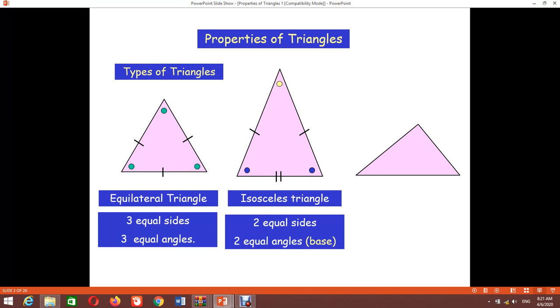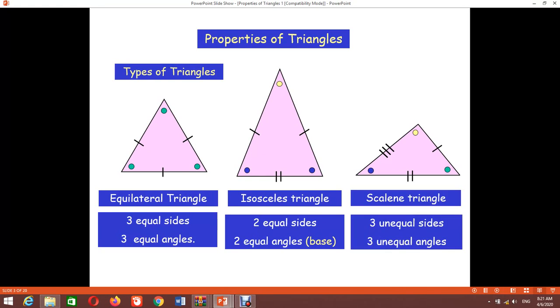The middle one, or the second one, is called isosceles triangle. Isosceles triangle has 2 equal sides and 2 equal angles. The 2 equal angles represent the base. And the third one is called scalene triangle. Scalene triangle has 3 unequal sides and 3 unequal angles.